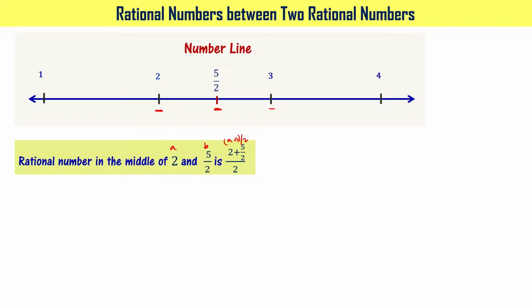So now we have to find the value of (2 + 5/2) ÷ 2. First, let's find the value of 2 + 5/2. 2 + 5/2 can be written as 2/1 + 5/2, right? I have written 2 as 2/1 and kept 5/2 as is. Now we have to add these two numbers, 2/1 + 5/2.